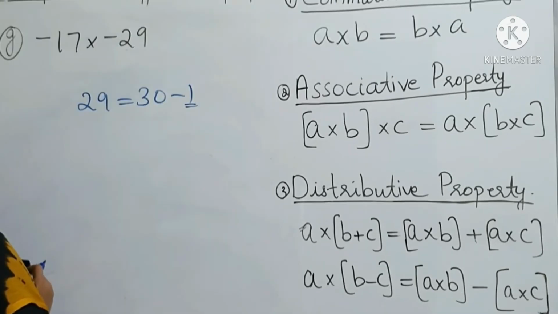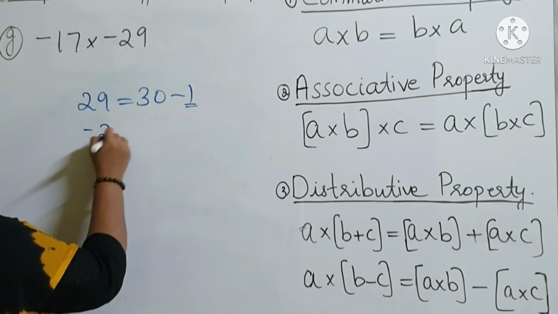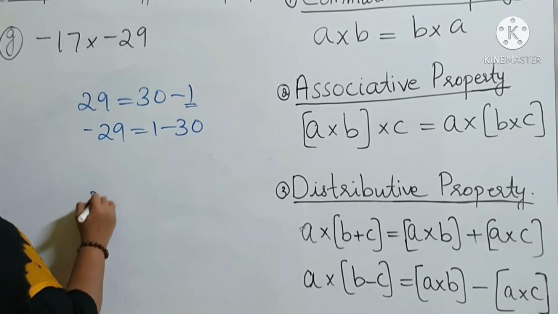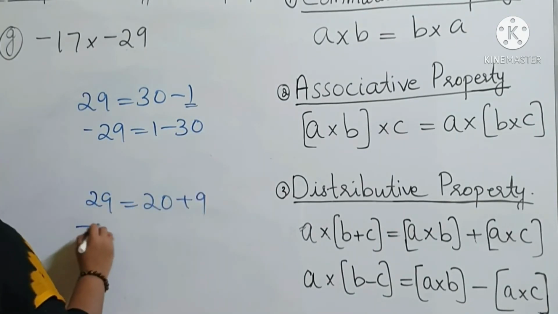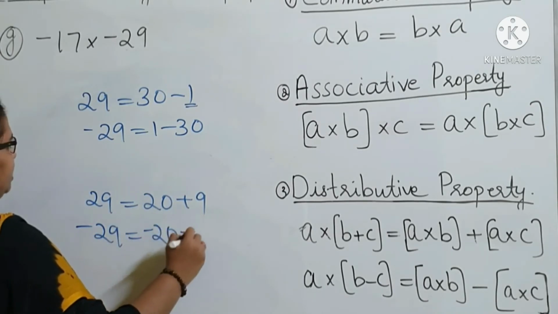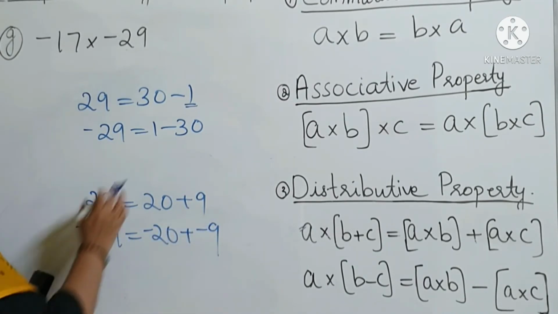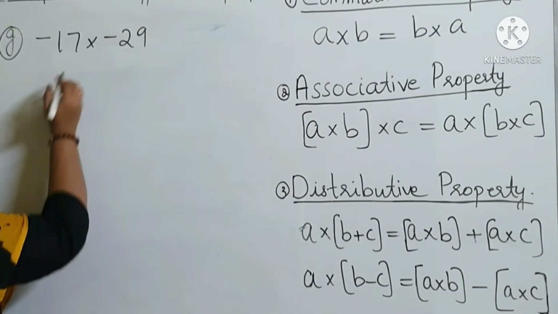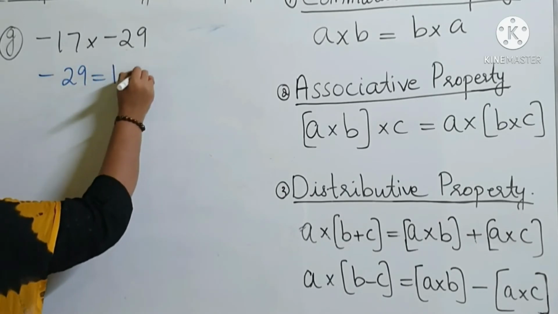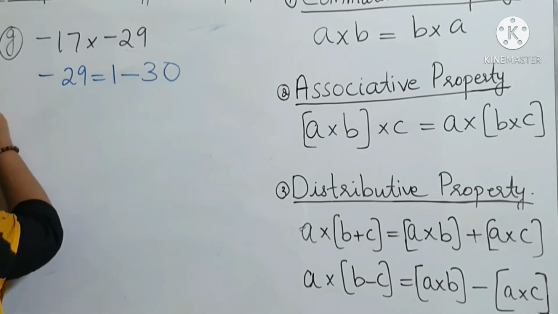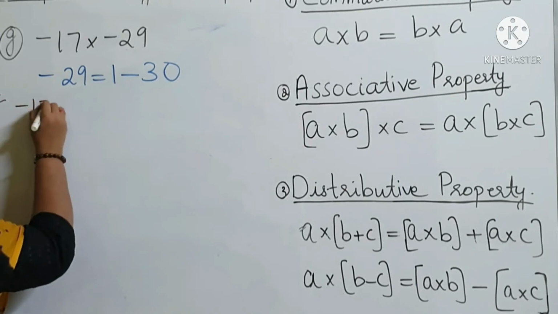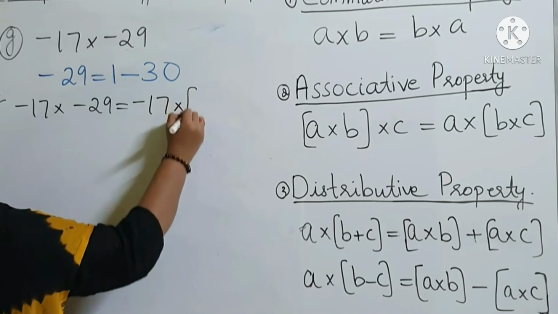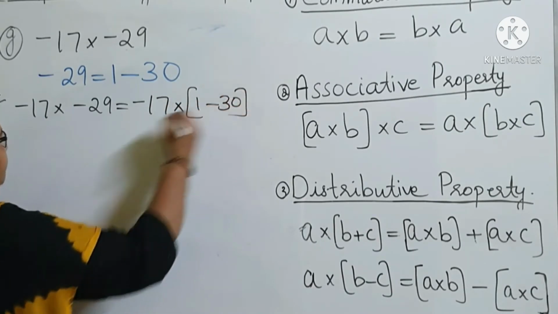29 is equal to 30 minus 1. So negative 29 is equal to 1 minus 30. We can write 29 as 20 plus 9 also. Negative 29 is equal to negative 20 plus negative 9. But multiplication by 1 and 30 is easier than multiplication by 20 and 9. So we can write negative 29 as 1 minus 30. Then answer. Negative 17 into negative 29 is equal to negative 17 into 1 minus 30.